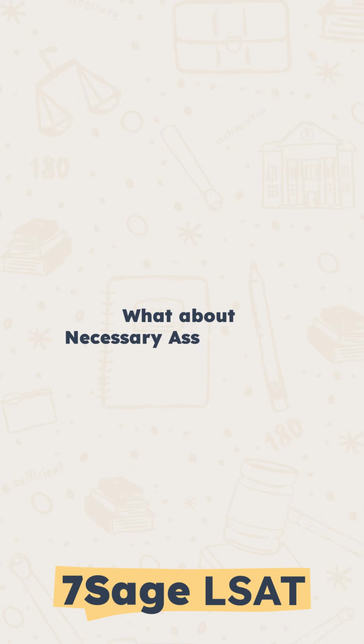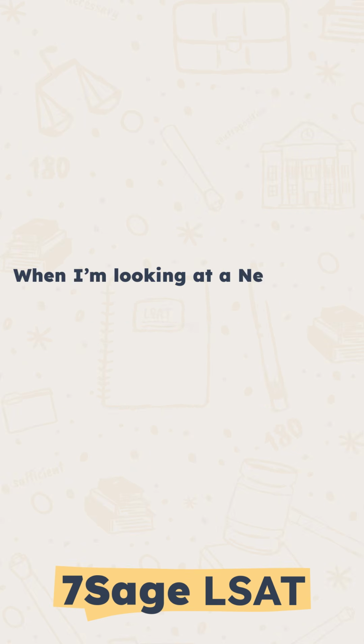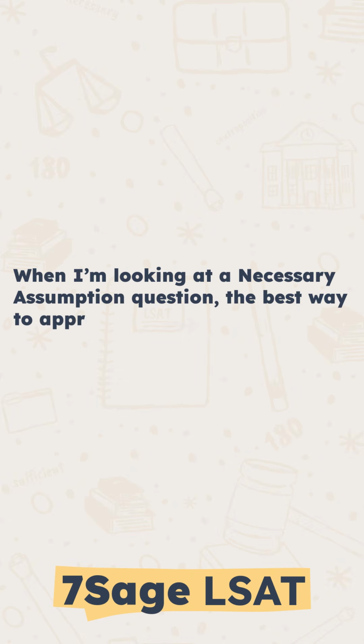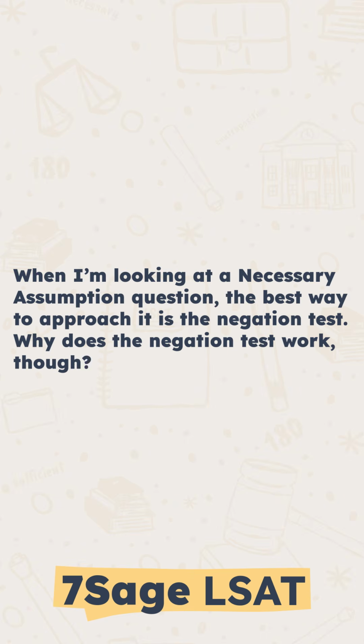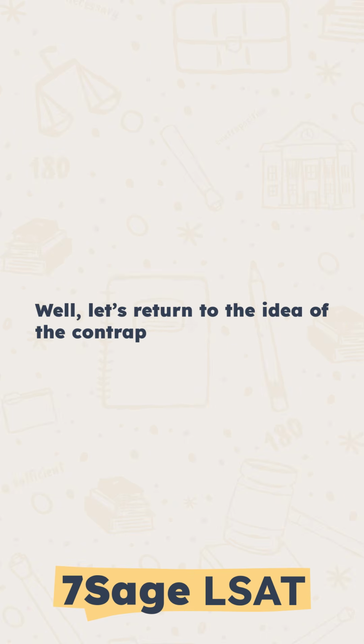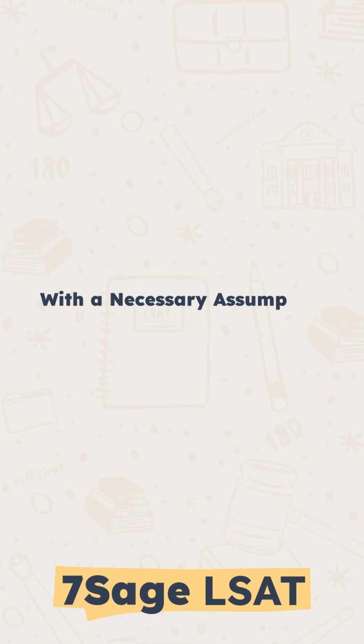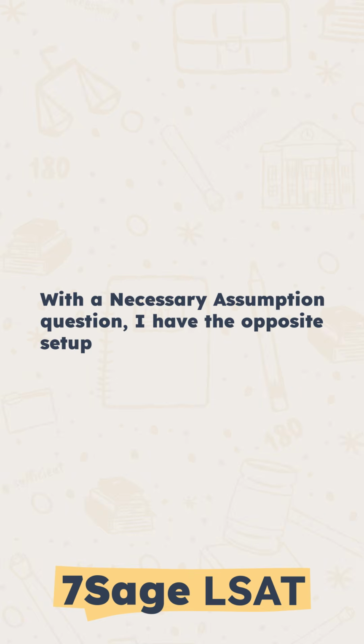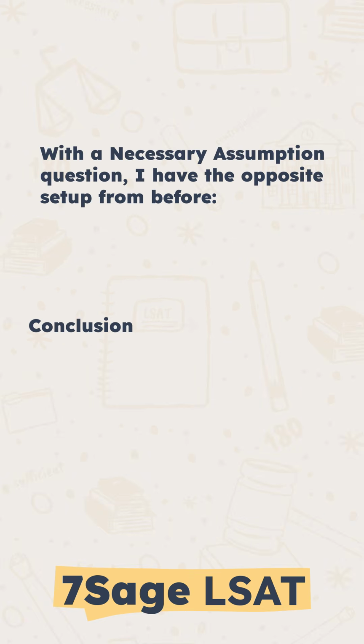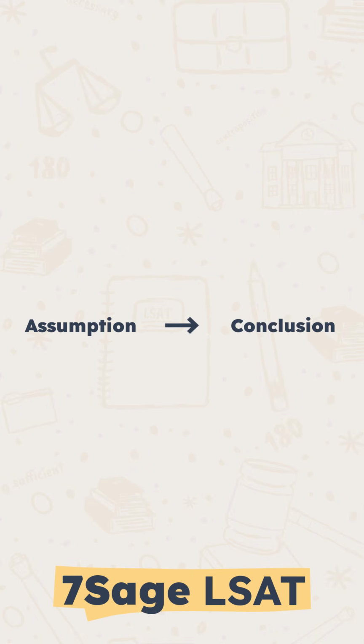What about necessary assumptions? When I'm looking at a necessary assumption question, the best way to approach it is the negation test. Why does the negation test work though? Well, let's return to the idea of the contrapositive. With a necessary assumption question, I have the opposite setup from before. This time I have a conclusion that's going to be sufficient for an assumption. How do I know that it's sufficient? Well, I should be able to take the contrapositive by negating the assumption and therefore disproving my conclusion.